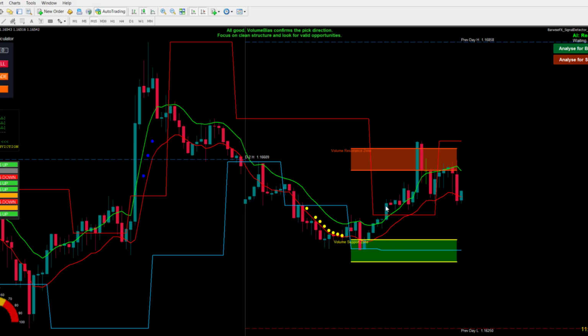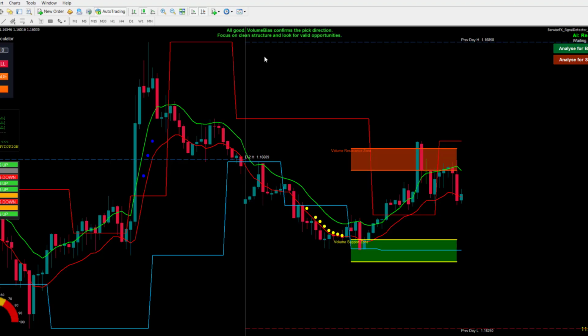The second thing is this breakout here, the breakout out of this resistance zone. And then you can just take profit in this volume resistance zone. Now, the volume resistance zone and the volume support zone, they do move around because the volume moves around.